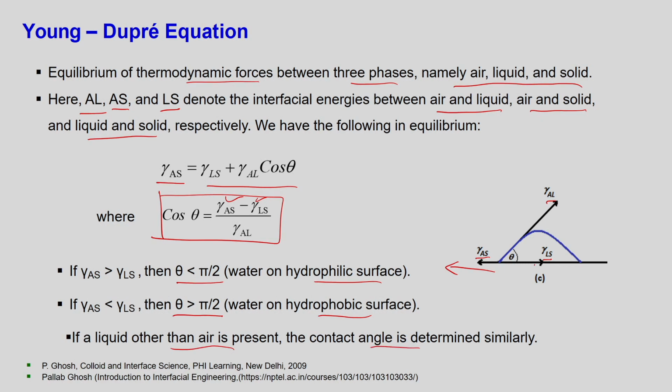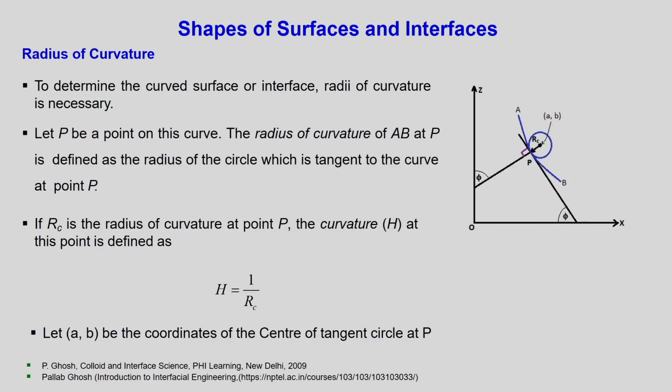Fine. Now to understand these droplets, one aspect is the contact angle. The second important aspect is the radius of curvature. Radius of curvature is very important because it helps us determine what the surface is: is it convex, is it concave, and if it is within a pore, what is the meniscus like? That is why we need to define mathematically the radius of curvature.